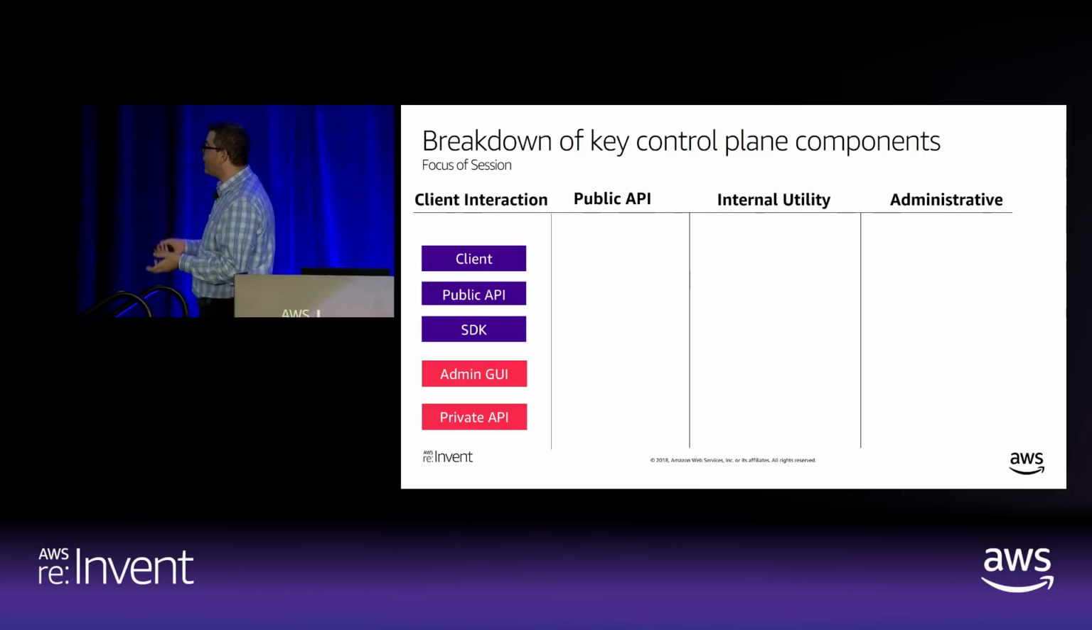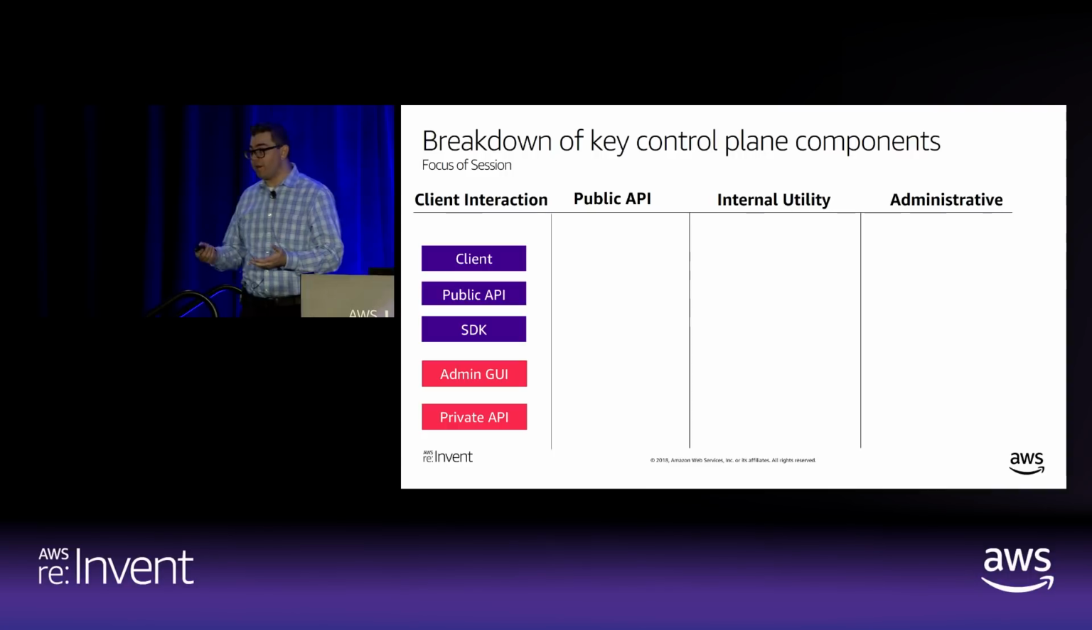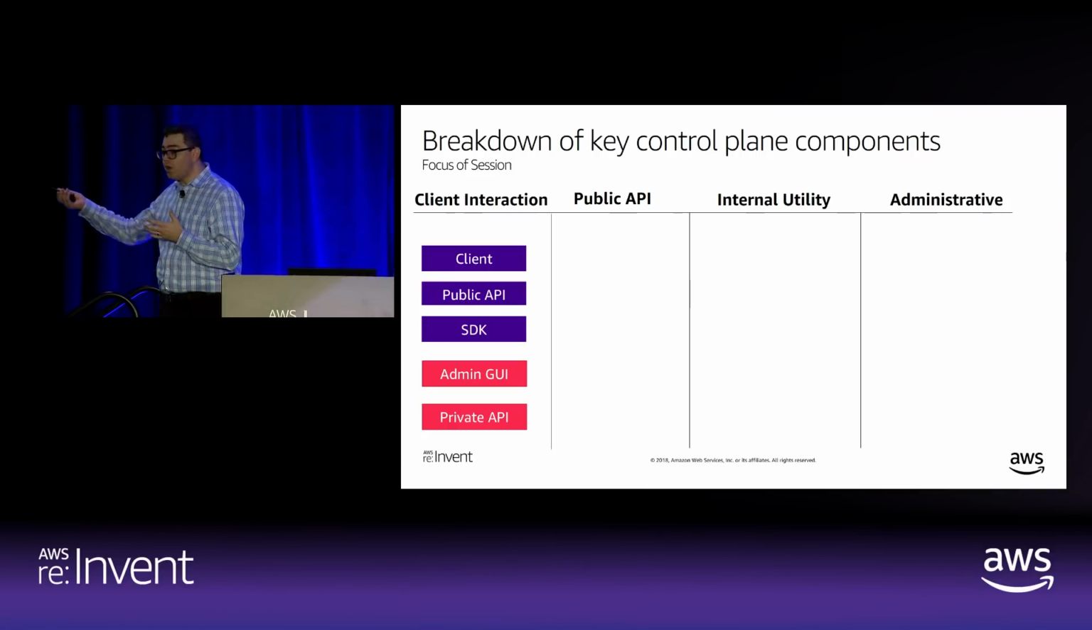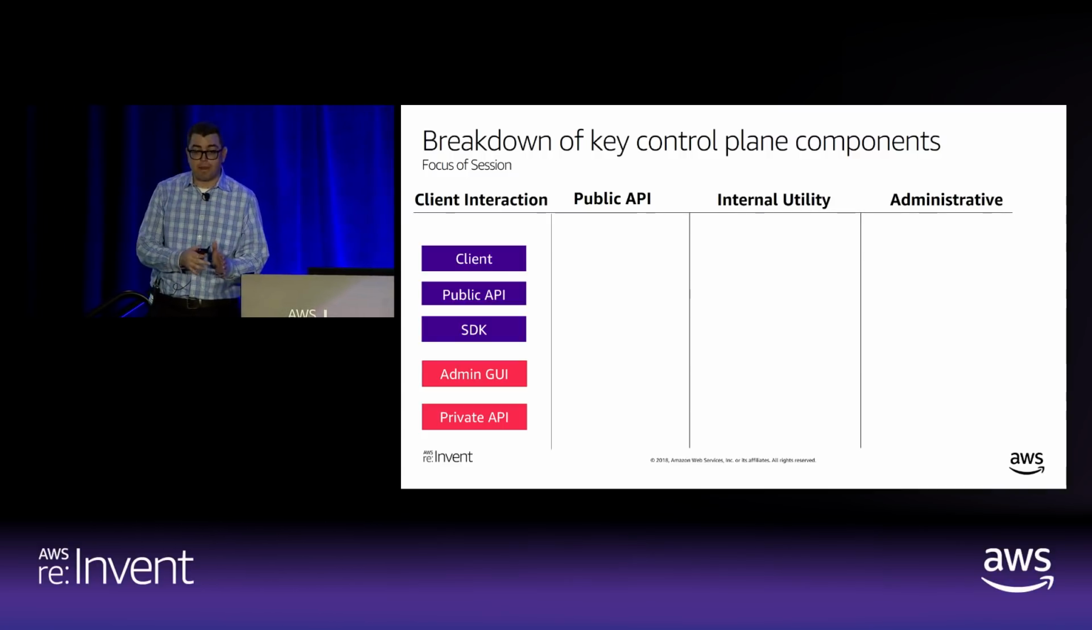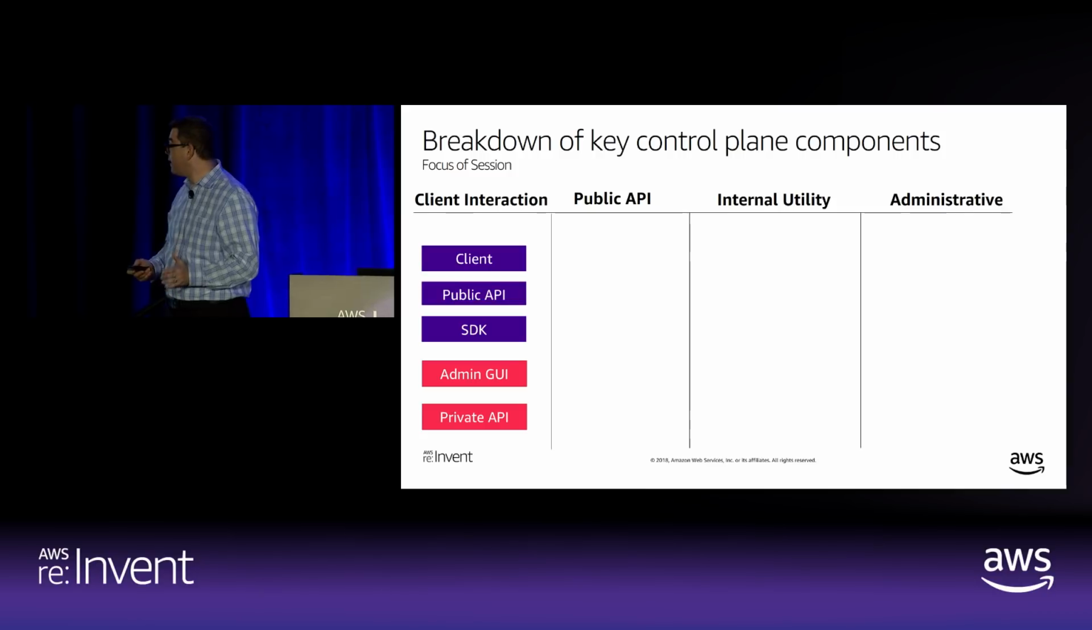So let's think about the client interaction. You obviously need a client. You need a public API. You need an SDK. You would also need a distinct administrative GUI. You would need a distinct private API for the corresponding API interactions that you have for each microservice.